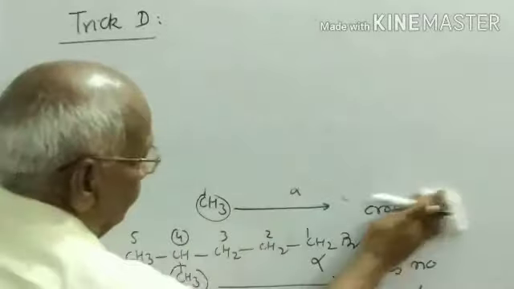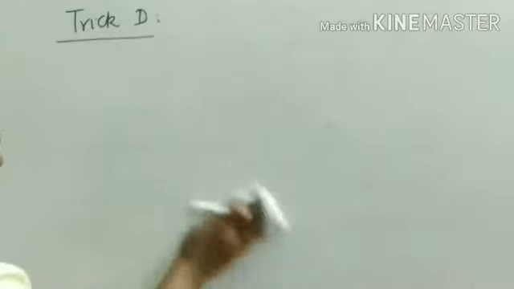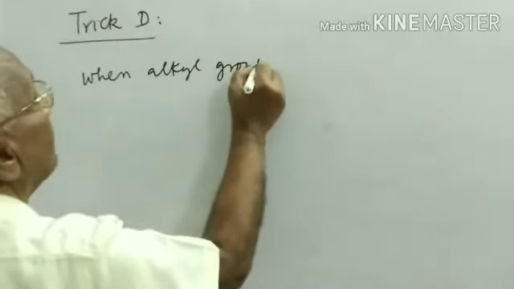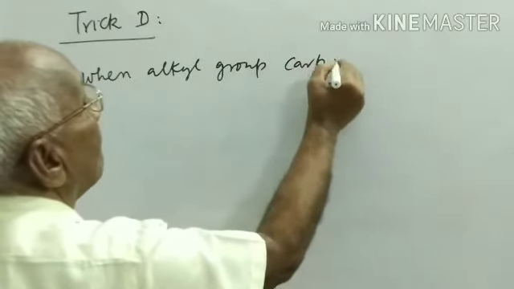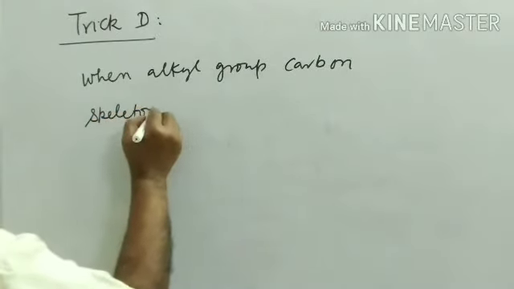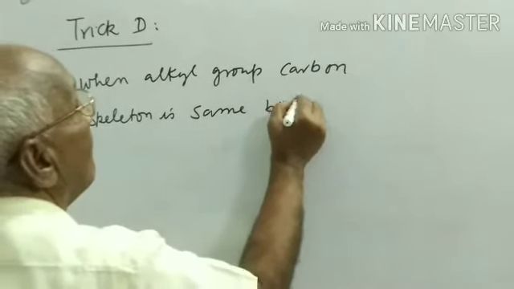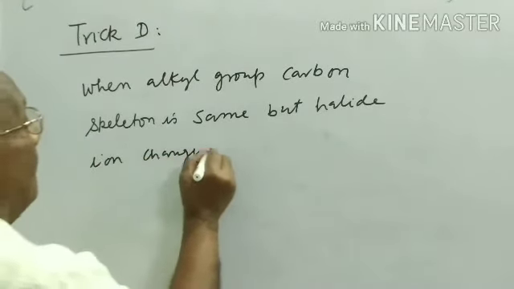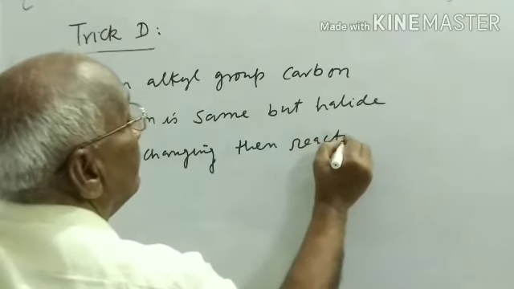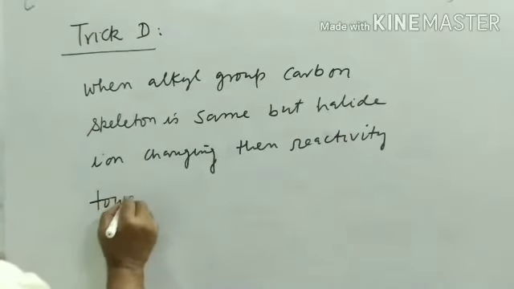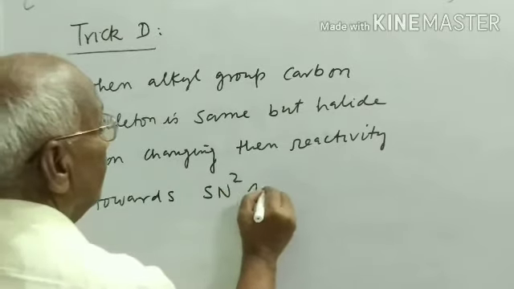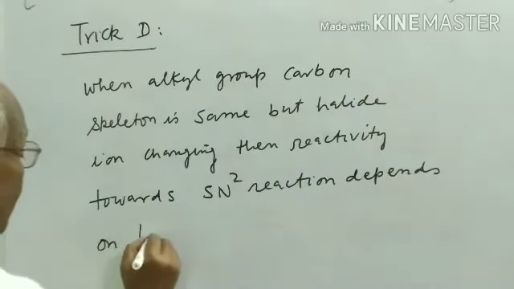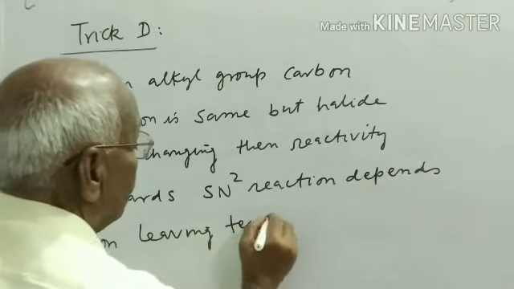Size of the halide ion. When the alkyl group carbon skeleton is the same, but the halide ion is changing, then the reactivity towards SN2 reaction depends on the leaving tendency of the halide ion.